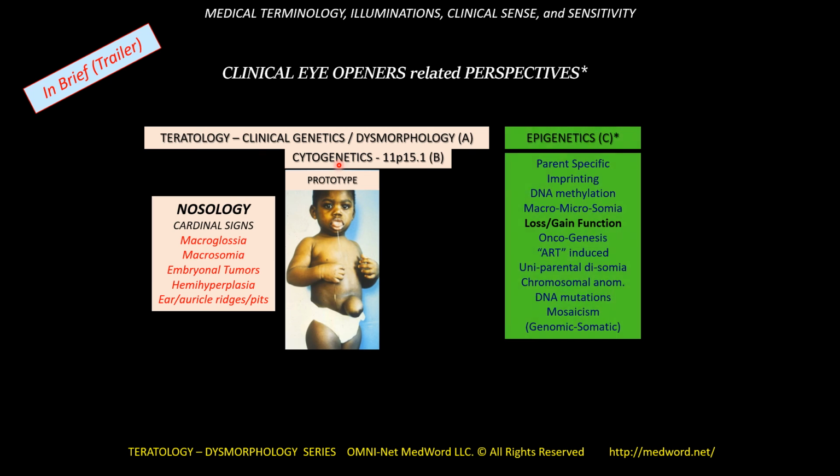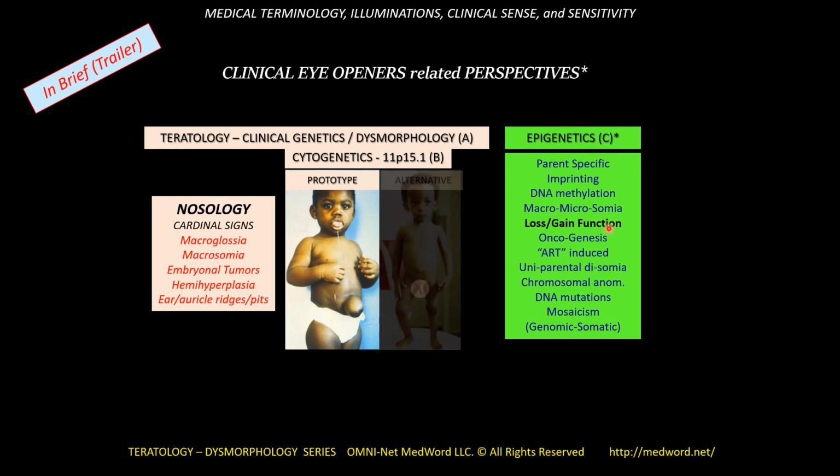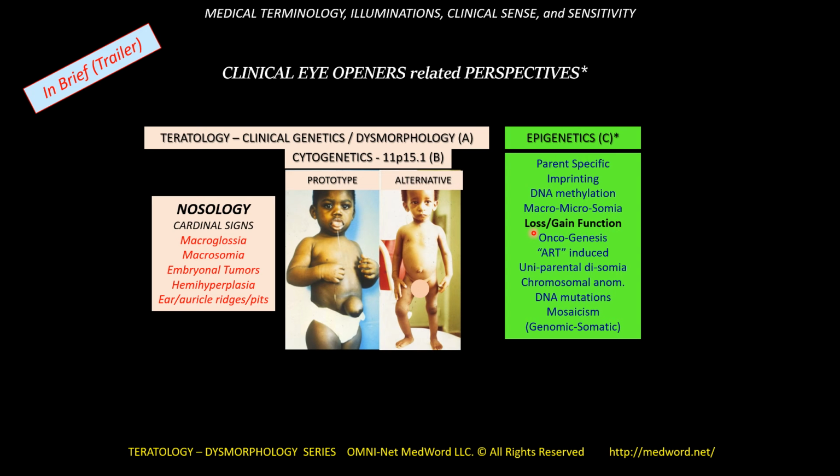But eventually, cytogenetics led to molecular genetics to epigenetics, and in brief, loss and gain of function understanding. That is not mutation of the gene, but that the gene doesn't work enough or it works too much. These appear to be distinct syndromes, but in fact, one is opposite of the other. This is loss of function, this is gain of function. And these are examples of epigenetics that are at the cutting edge of science today.